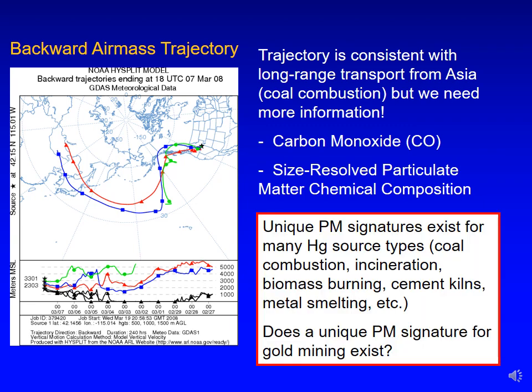And so you can also use unique chemical signatures from particles that are co-transported with this type of thing to identify whether or not it happens to be associated with coal combustion or cement kilns or metal smelting. And we do have a unique signature that I was able to use to identify gold mining separate from coal combustion and incineration and biomass burning, etc.